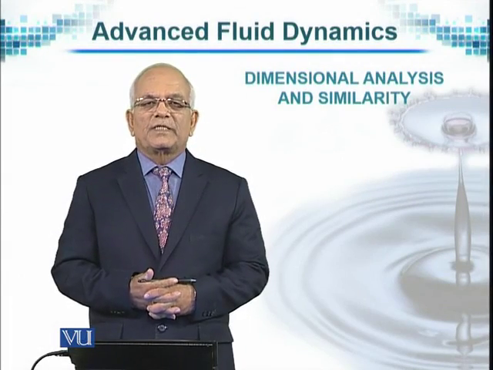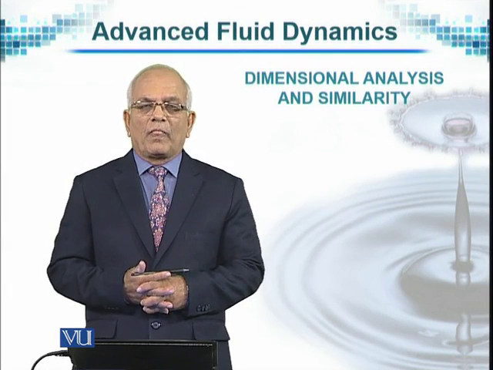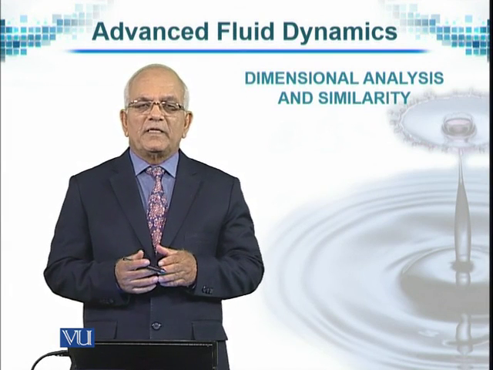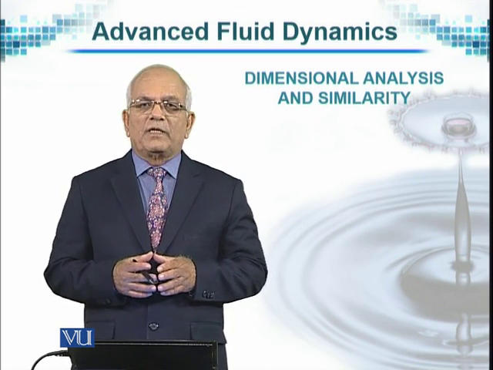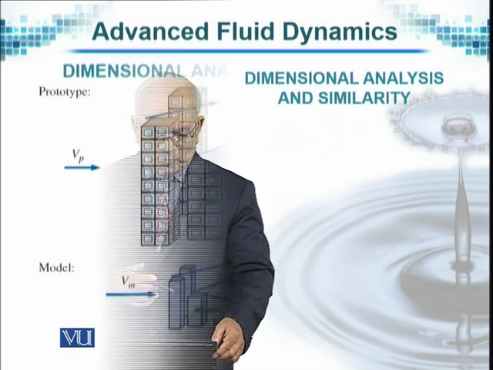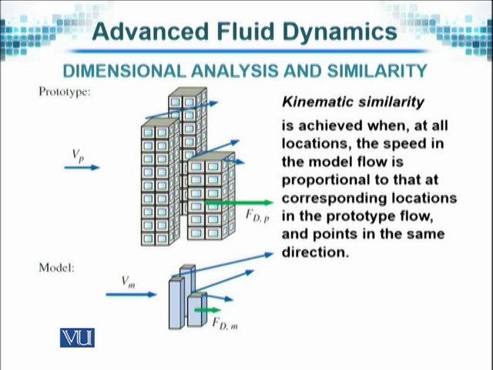We have been talking and discussing about the importance of relevance and similarity between the prototype and the model in the laboratory, how important these things are. So when it comes to kinematic similarity, when that is achieved at all locations, the speed in the model flow is proportional to that at the corresponding locations in the prototype flow. So it doesn't have to be the same speed because it cannot be done so. But it has to be proportional. It has to have relevance.